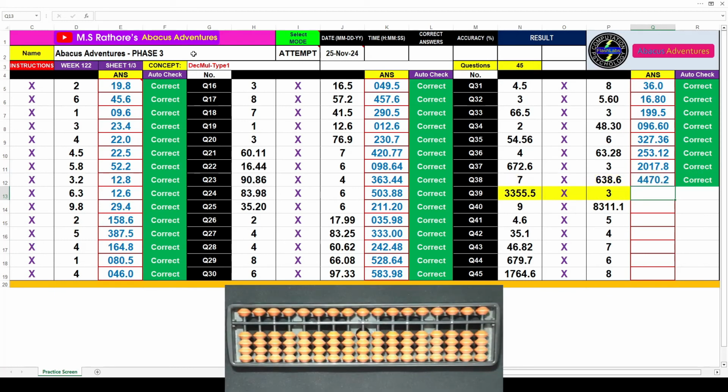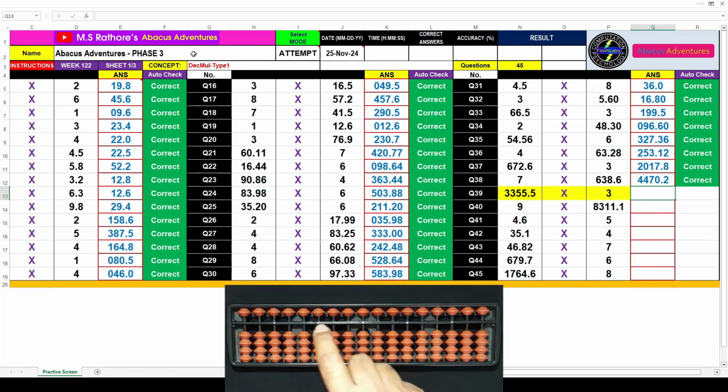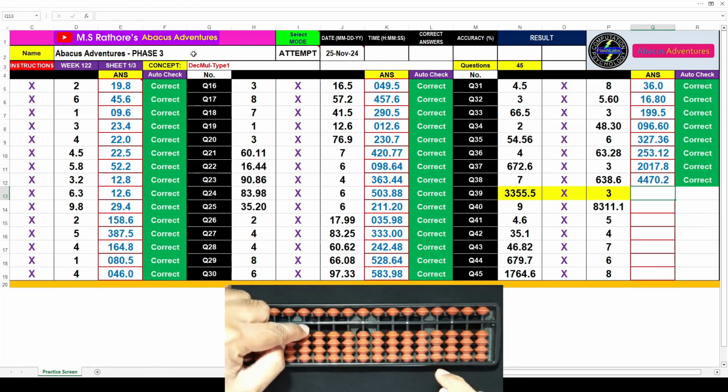Question number 39, 3355.5 multiplied by 3. So there are 4 digits in the integral part of the multiplicand, 3355, and one digit in the multiplier, altogether 5 digits. So let's take the 5th rod, rod number 1, 2, 3, 4, 5. This is the 5th rod. Let's place the left index finger on rod number 5.